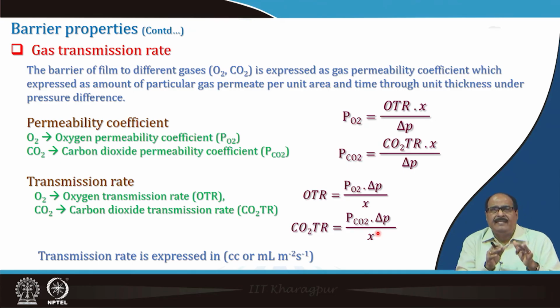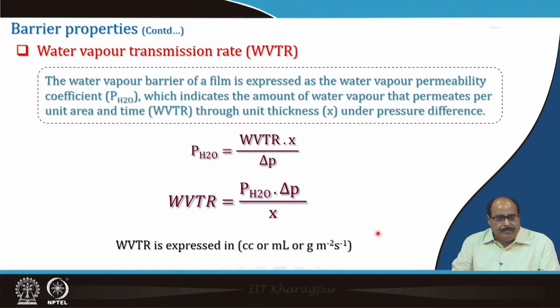And these data, that is gas transmission rate data, PO2, PCO2, OTR, CO2TR, play a very important role in selecting the type of packaging material as well as deciding the amount of absorbents or emitters etc., which are required to be kept inside the package in a smart packaging system or active packaging system etc.